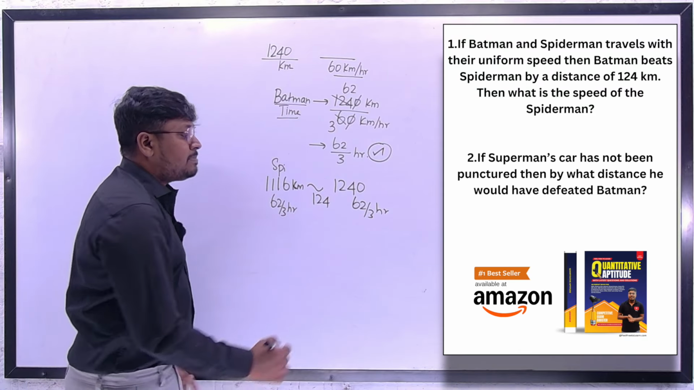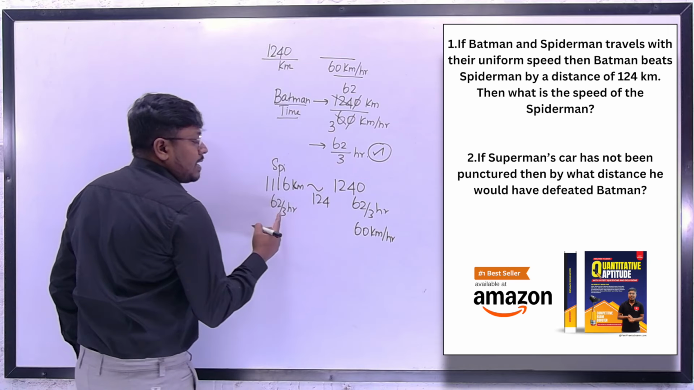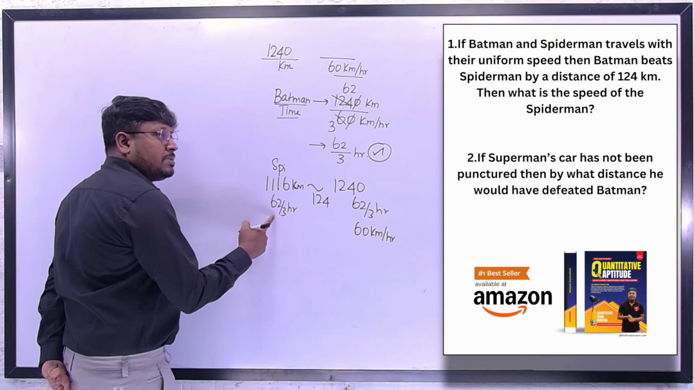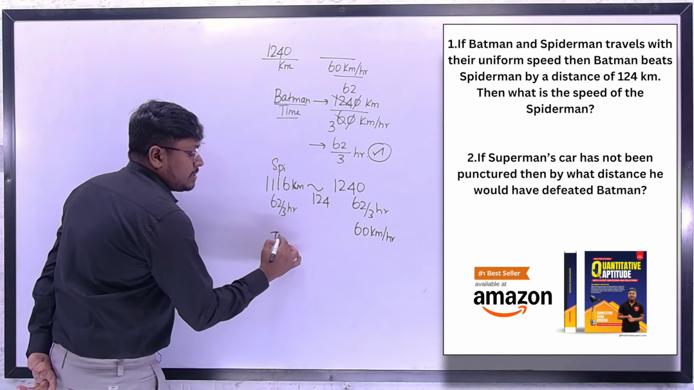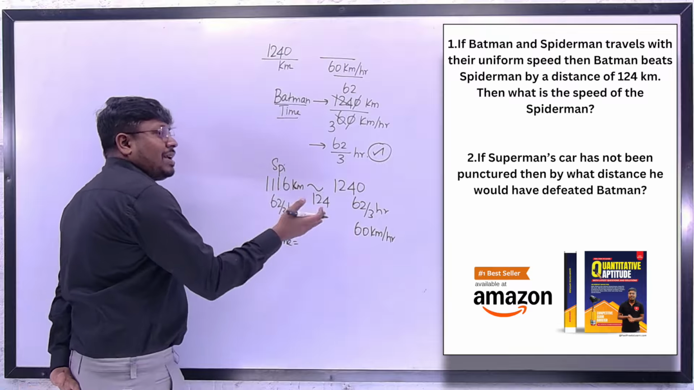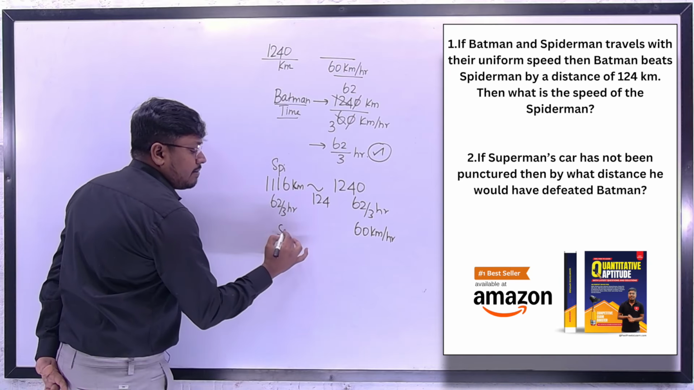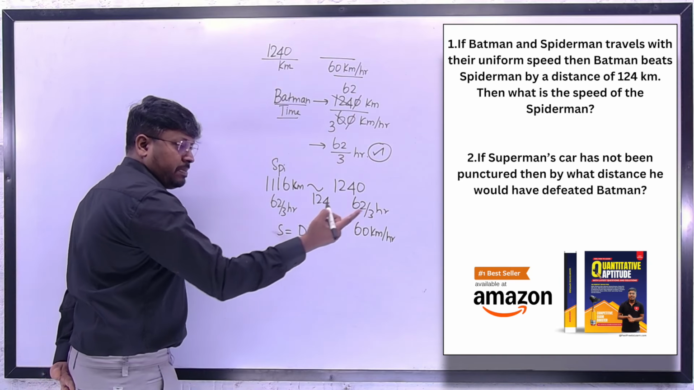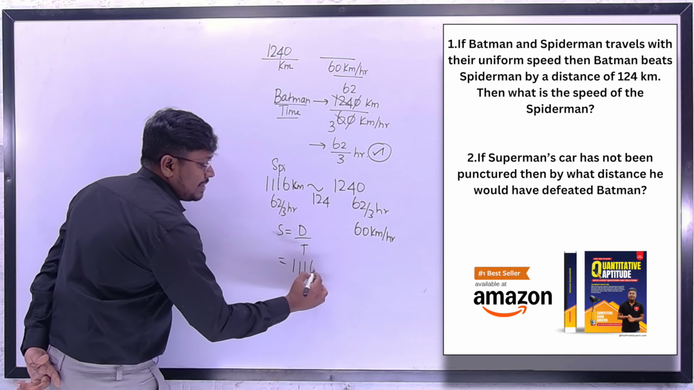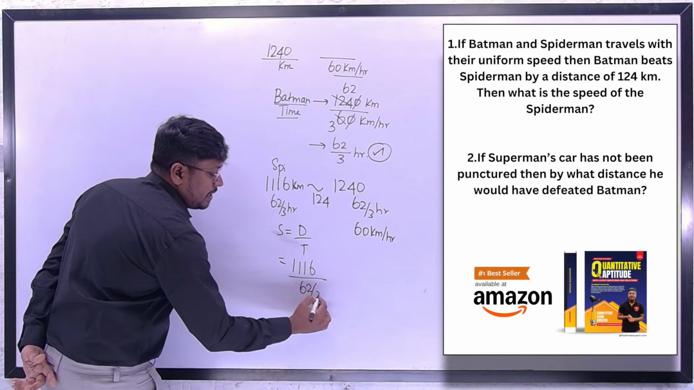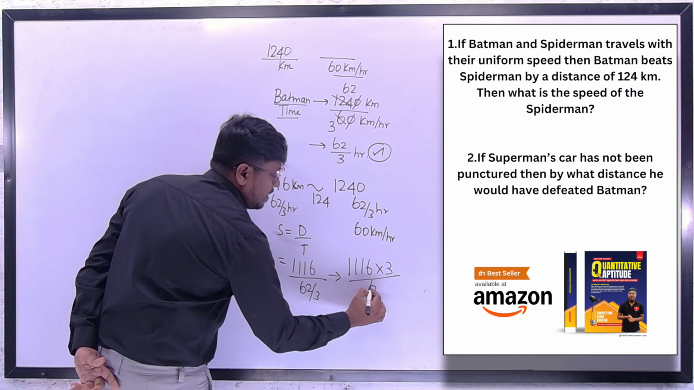We already know that the Batman's speed is how much? 60 kilometer per hour. So now what is our target? Our target is to find the speed of the Spider-Man. We know the distance, we know the time taken. So our target is to find the speed, so speed is equal to distance by time. So we can directly calculate the speed here because our target is to find the speed according to the question. So speed is equal to distance by time. So 1116 divided by 62 by 3. So this can be written as 1116 into 3 divided by 62.